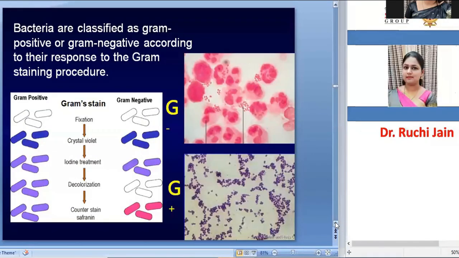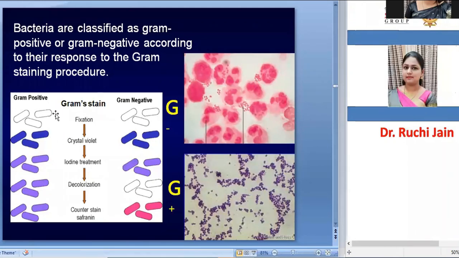According to the cell wall, bacteria are classified into gram-negative and gram-positive bacteria. According to the gram staining technique, first we have to fix the bacteria, then crystal violet stain is applied. After crystal violet, iodine treatment is done, then a decolorization step, and then a counterstain with safranin dye.